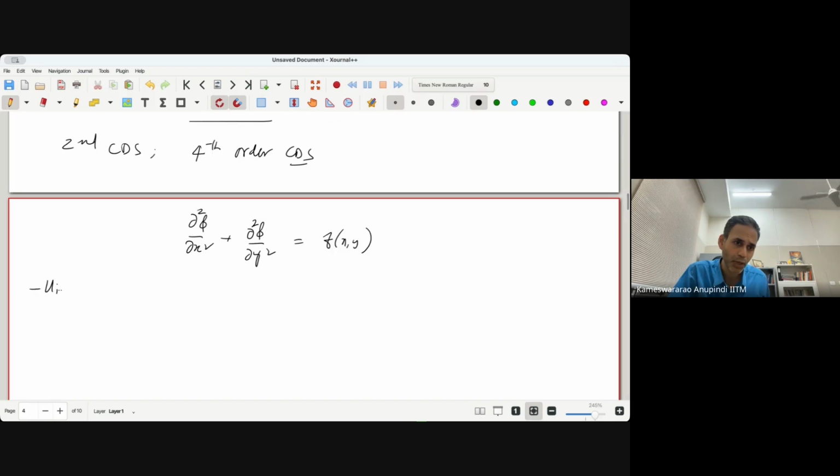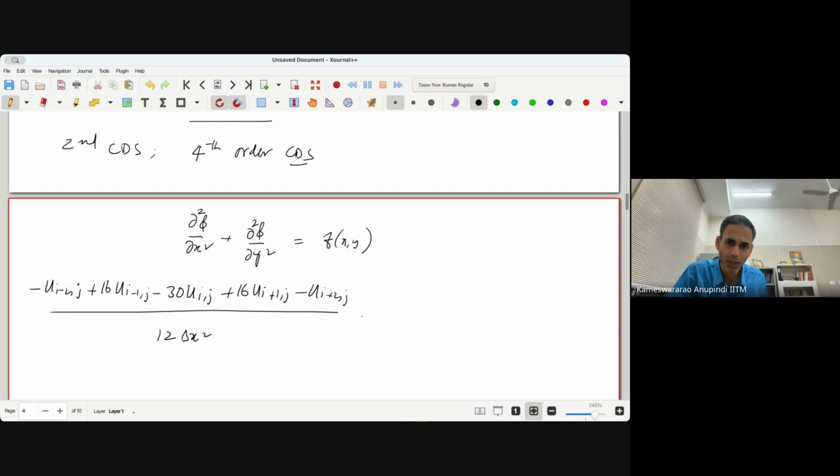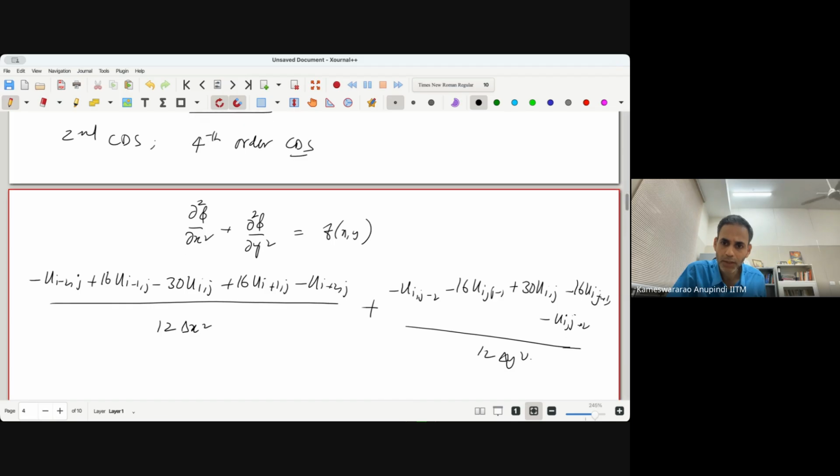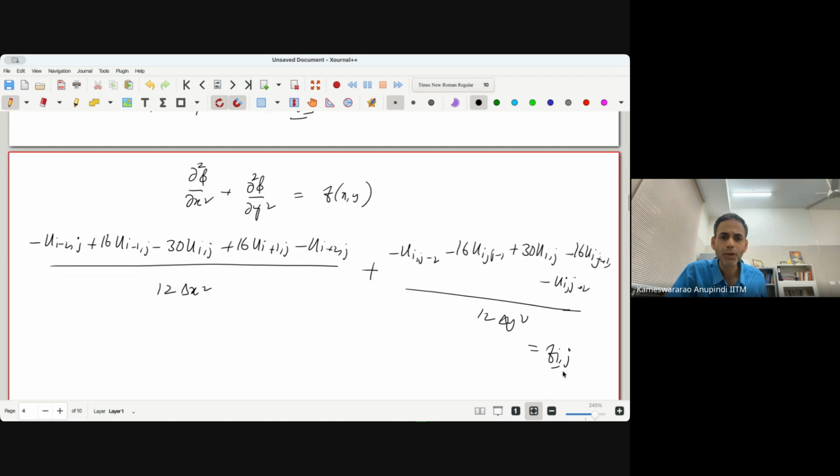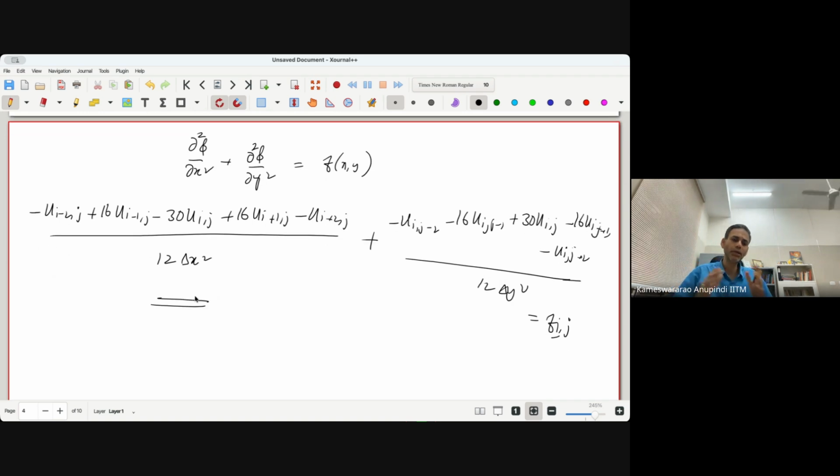So this is going to be (−u(i−2,j) + 16u(i−1,j) − 30u(i,j) + 16u(i+1,j) − u(i+2,j)) divided by 12Δx², plus a very symmetric form, (−u(i,j−2) + 16u(i,j−1) − 30u(i,j) + 16u(i,j+1) − u(i,j+2)) divided by 12Δy², equals f(i,j).